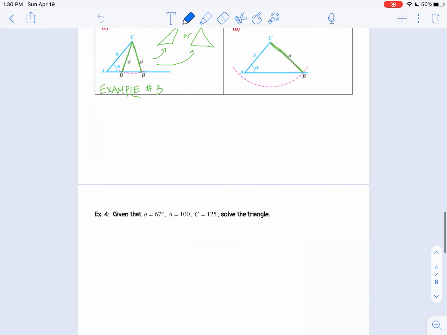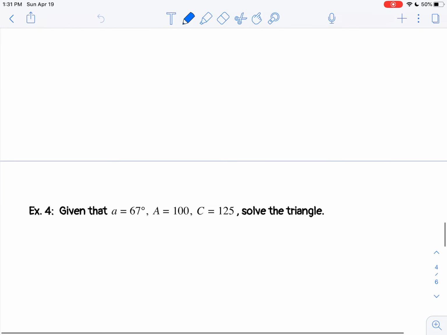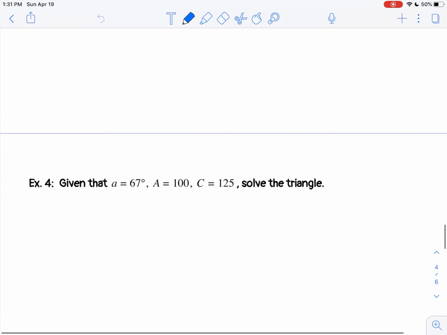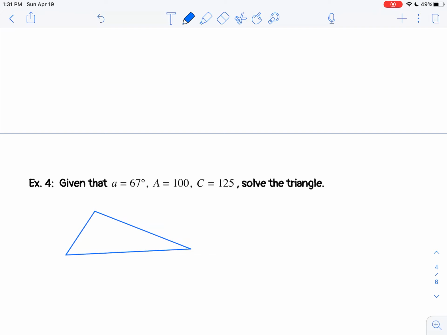So let's take a look at example number 4. It says, given that angle A equals 67 degrees, a equals 100, and c equals 125, we want to go ahead and solve the triangle. And so we're going to draw a picture, okay? On purpose, this one has no picture with it. I think it's really important that we also know how to draw the diagram for what goes with it.